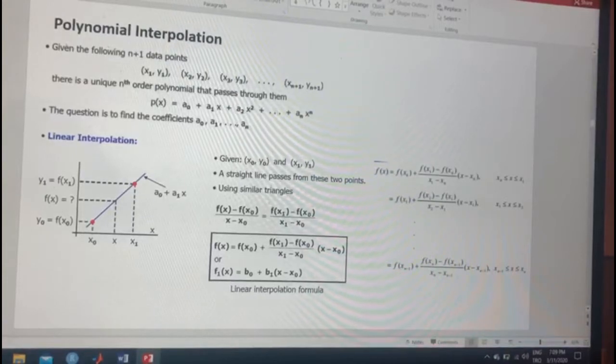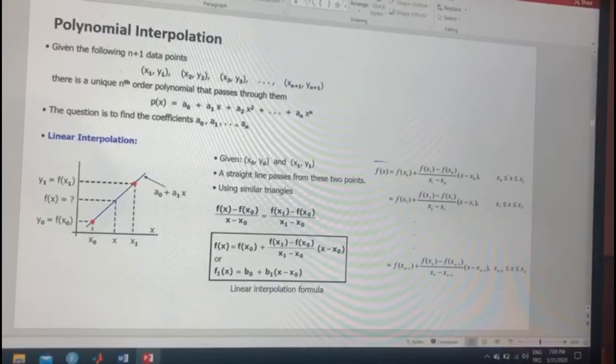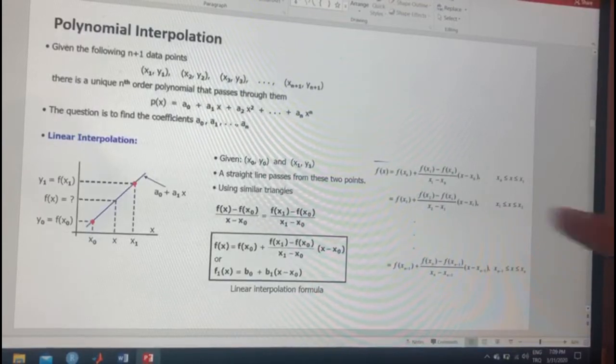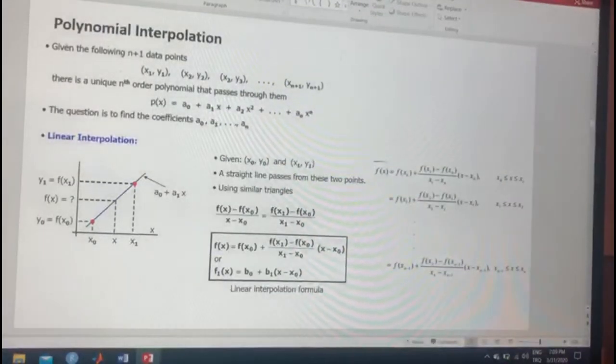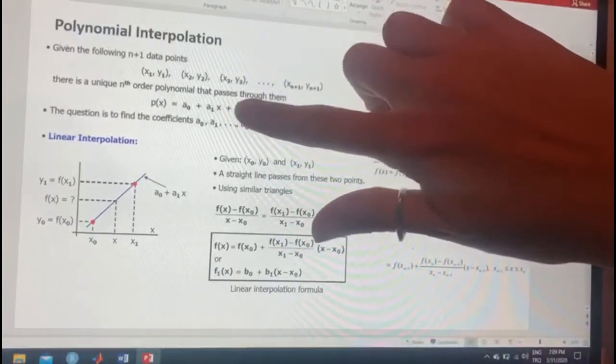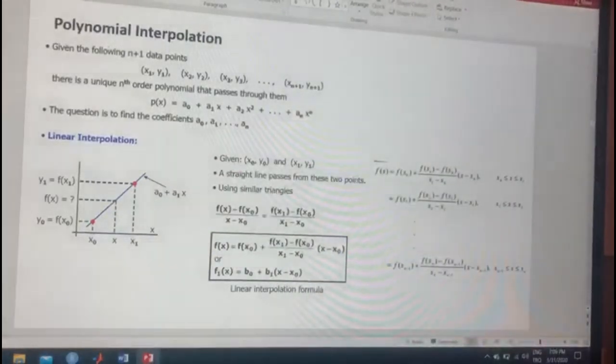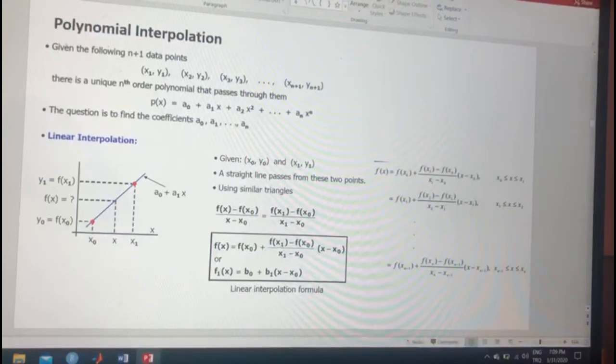Here you can see the linear interpolation. As I told you, it can be linear, quadratic, cubic, or nth order. It doesn't matter. This is the nth order polynomial equation, and if you take only 2 terms, you will have a linear interpolation. And for the linear interpolation, you need 2 data points. You can take the beginning and the end of the data, or the middle 2. It depends on the behavior of the data.